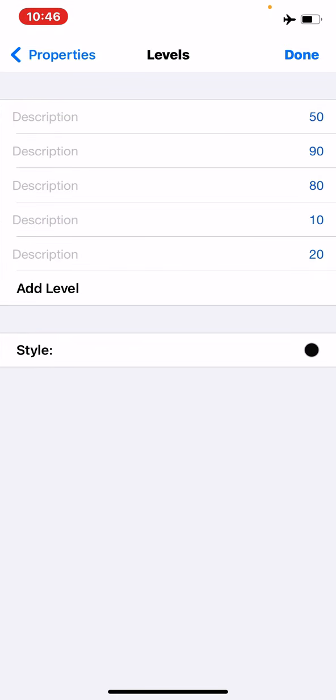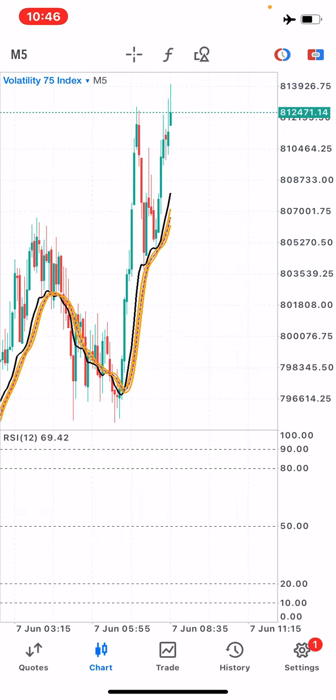And then you're going to go to levels. You need the following levels. You need level 50, level 90, level 80, level 10, and level 20 installed on your charts. Then when you are done, you just click done, and as you can see down there, we now have those levels pretty much installed on our charts, right?